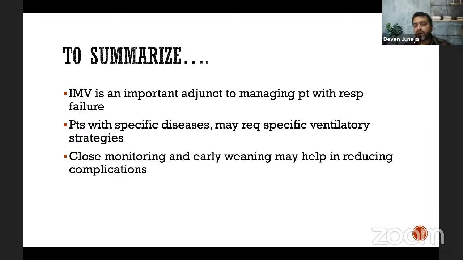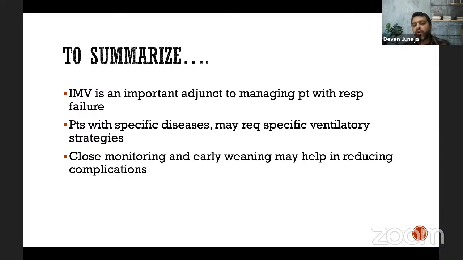Think of weaning of the patient from the time you have intubated the patient. Get them off early, because ventilatory support is also associated with certain complications. And always remember that it is not therapeutic. Ventilator support is not therapeutic. It is just giving you time so that you can take care of the underlying disease.